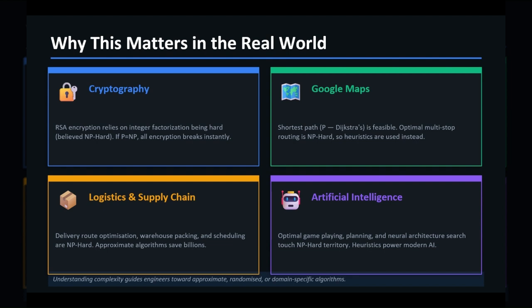And the final example, artificial intelligence. Optimal planning, game playing at depth, and certain neural architecture searches touch NP-hard territory. Modern AI breakthroughs often come from finding clever structures that make hard problems tractable.